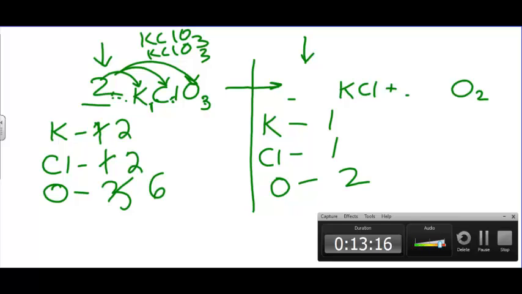How can you get 2 K's over here? Put a 2 in front. 2 times 1K gives you 2. 2 times 1Cl gives you 2. K's and Cl's are balanced. Now I need 6 O's, because there's 6 O's over there. How do I get 6 O's over here? Put a 3. 3 times 2 gives you 6. And much of the time, not always, but much of the time that will work.